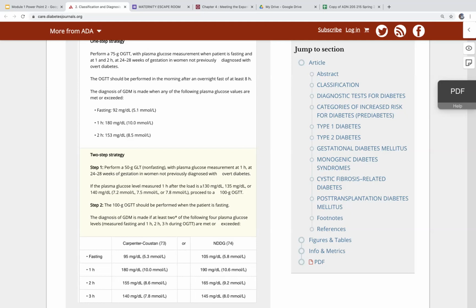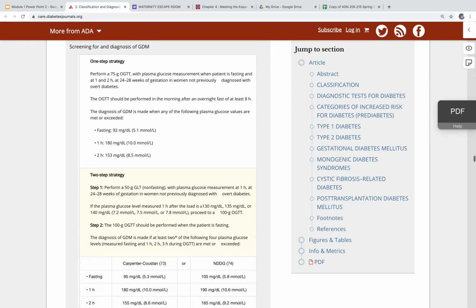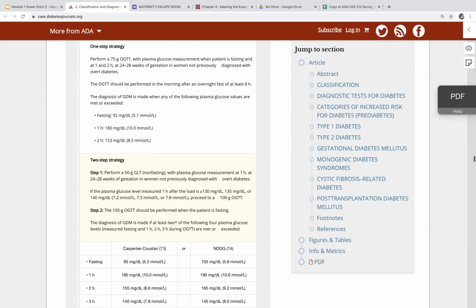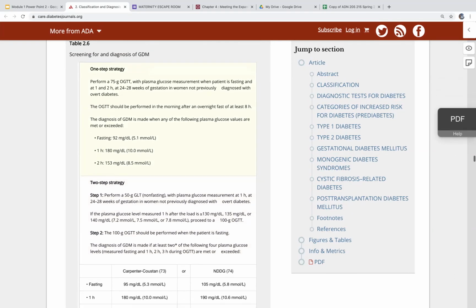So a fasting of 92, a 1 hour of 180 milligrams per deciliter, and a 2 hour of 153 milligrams per deciliter. That is for your first step, for your 75.